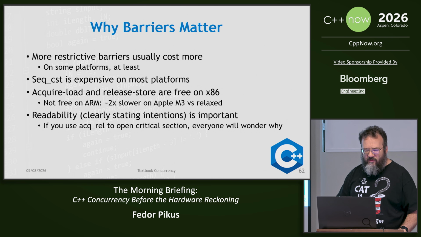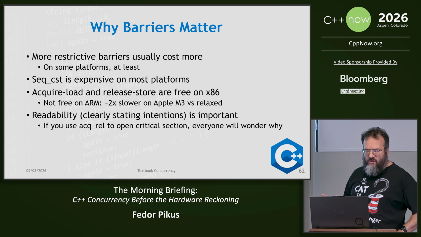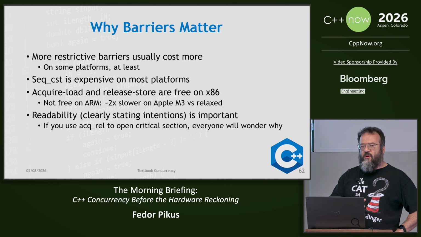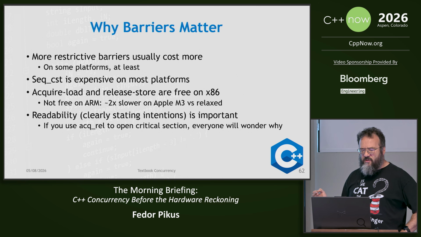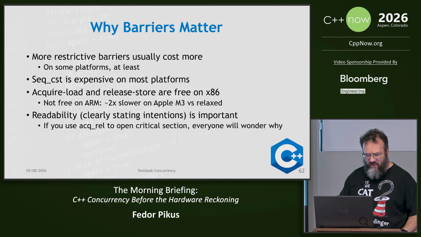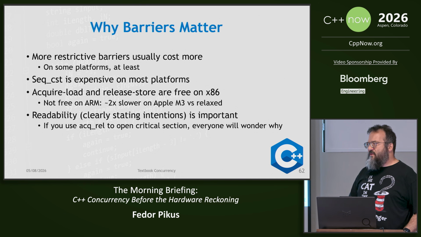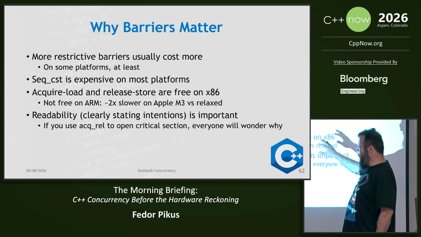Okay, so there are some differences on different platforms. So x86, now we could talk about x86. Every write has an implicit release barrier. Every read has an implicit acquire barrier. On ARM, they don't, and actually forcing these barriers makes it more expensive, about 2x on the M3 machine that I tested. There is a more important reason to use the barriers you want, and that is readability.